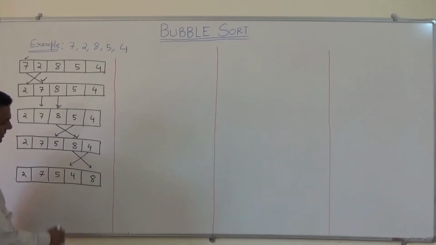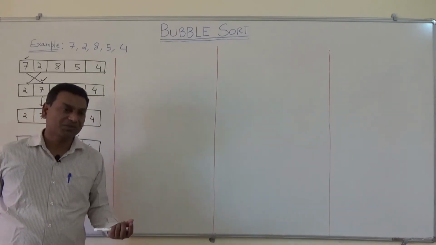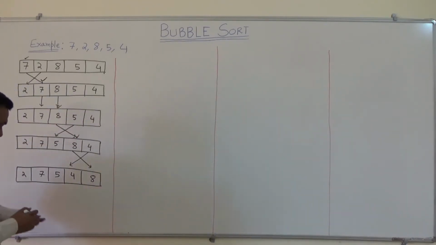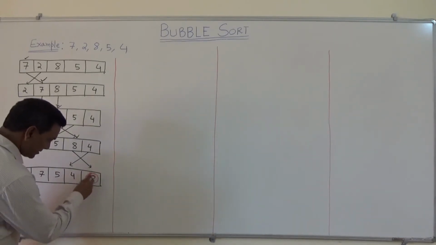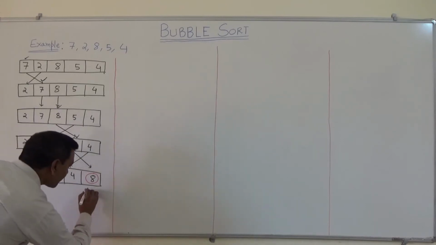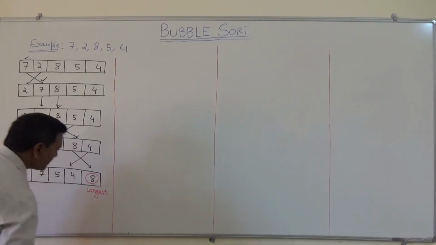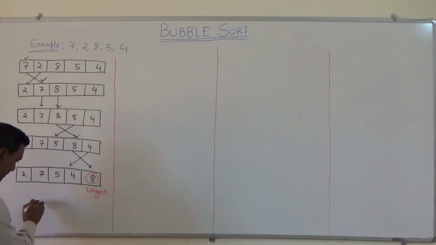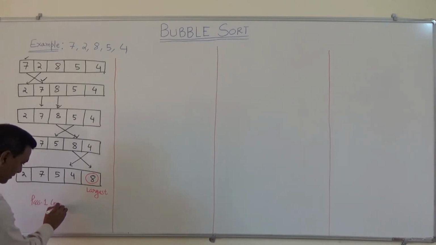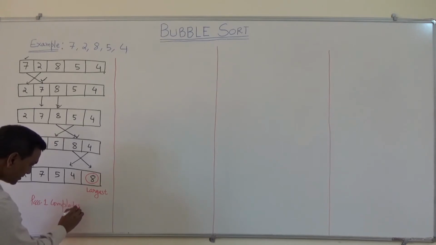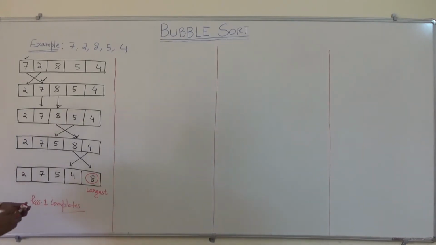So in this way, this element comes to its final position because this is the largest element. This largest element is in its final place. This is the first largest. So this is pass 1. Pass 1 is completed here.